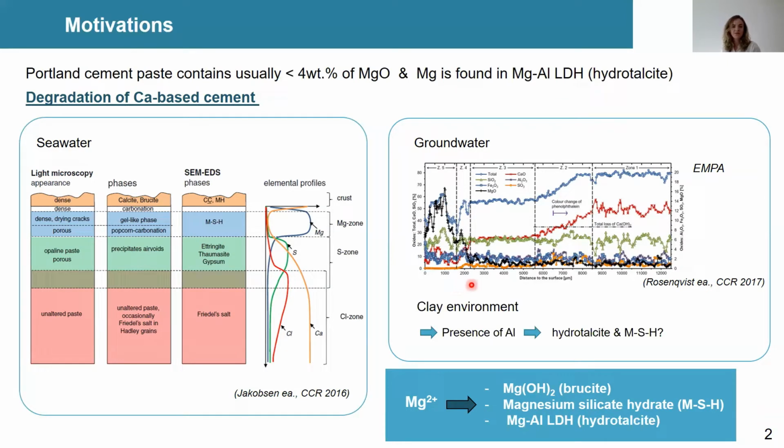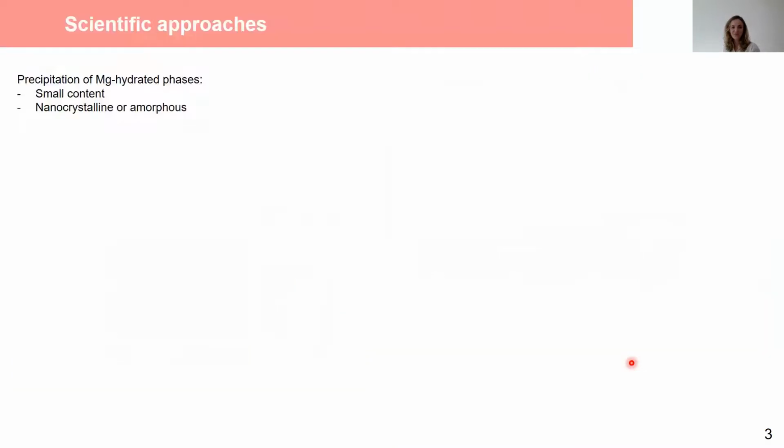And finally, a slightly different environment in the context of the clay-cement interface. There is a presence of aluminium, and there is also some question about whether we precipitate hydrotalcite or M-S-H. On that example, I don't want to give too much detail. It will actually be a case study I will present later.